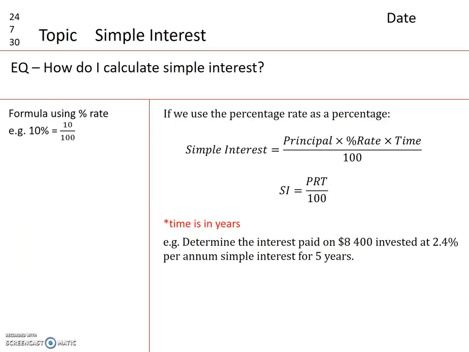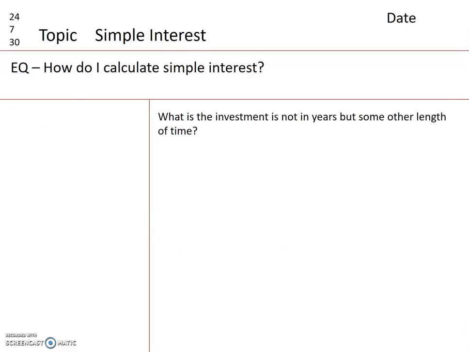So determine the interest paid on the same numbers. We've got 8,400 again, 2.4%, 5 years. Put all our numbers in. This time the 2.4% has just carried down. We haven't changed it, but we're dividing the final answer by 100. The answer is the same. So there you go, the answer is the same. Just depends on how you want to do it.